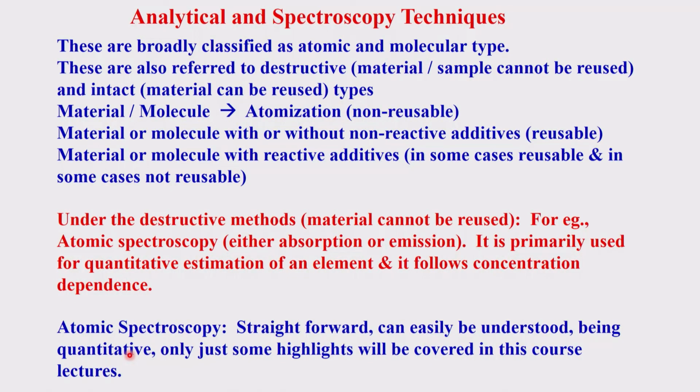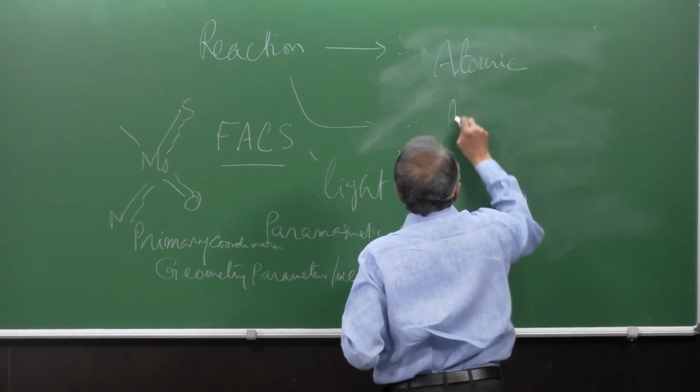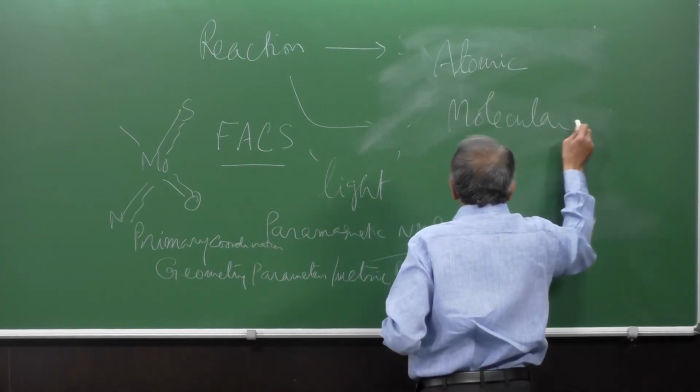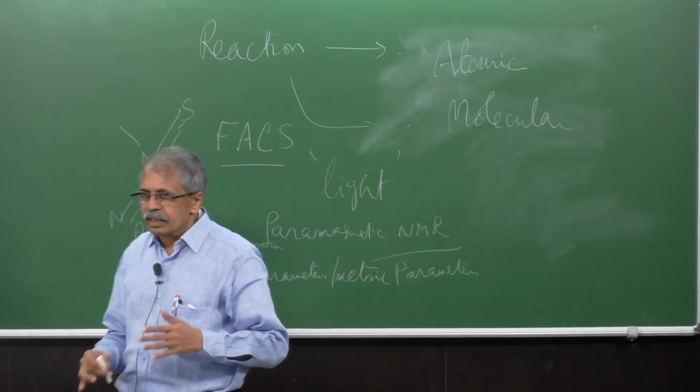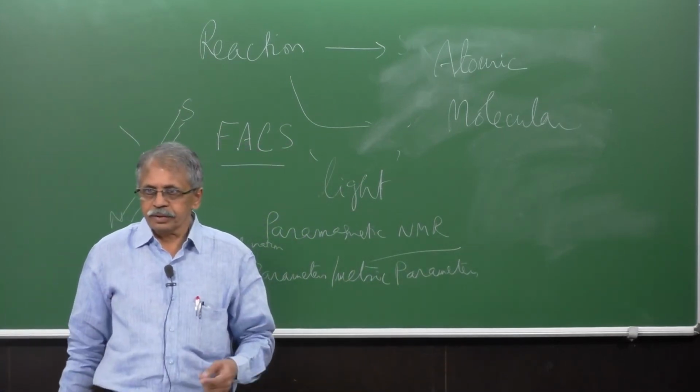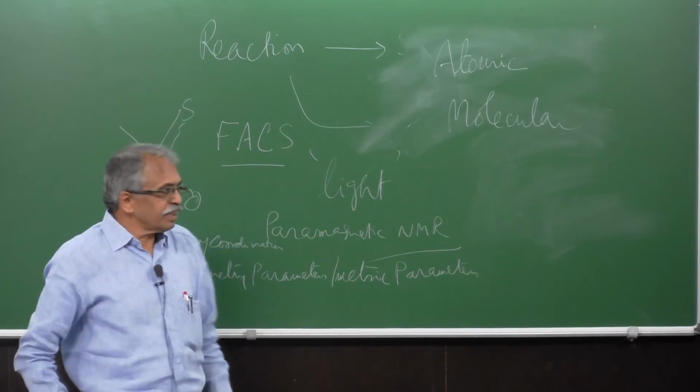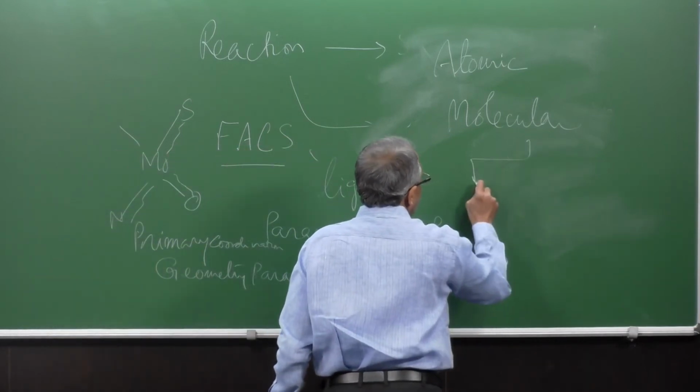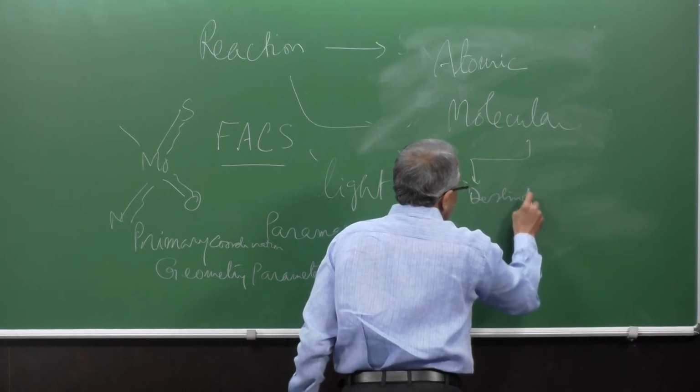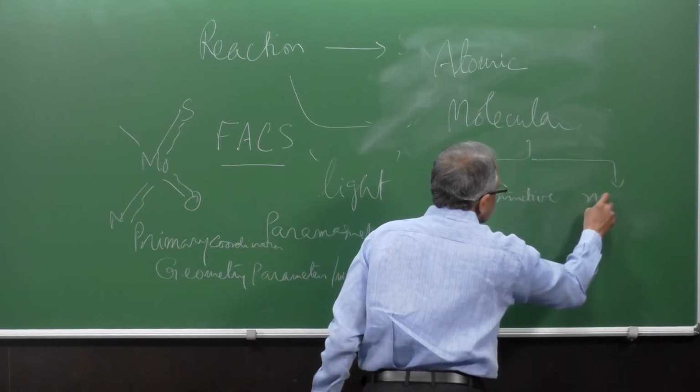So when you say analytical and spectroscopy, these are basically divided into two parts, which are the atomic type and the molecular type. So atomic and molecular. Okay, so atomic I'll be covering very little, and of course molecular as said. So in this, the techniques are of destructive type and non-destructive type.